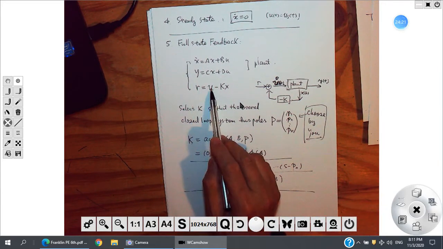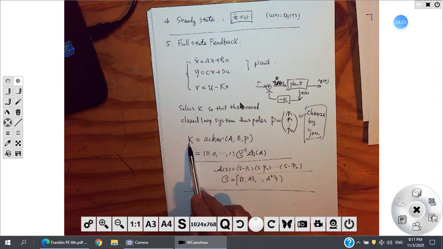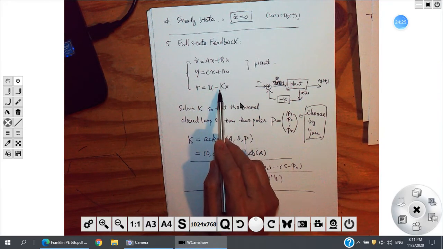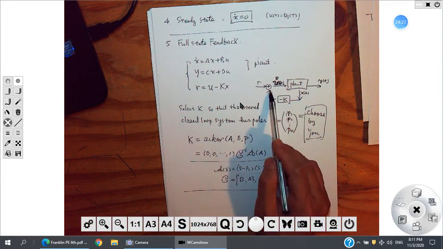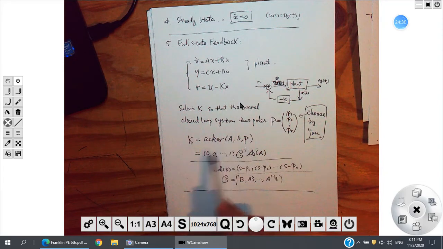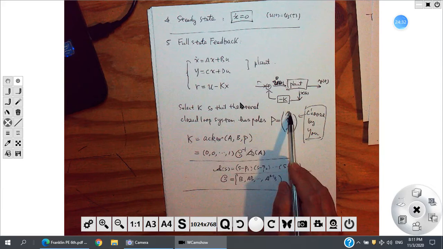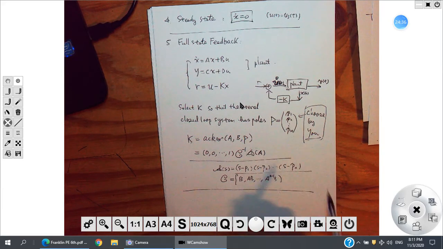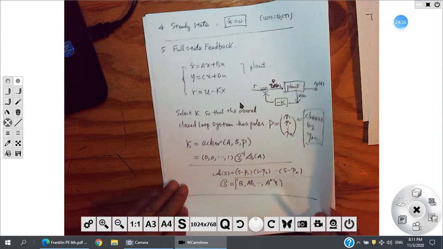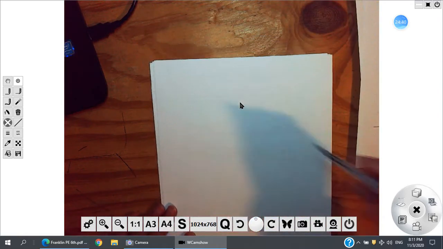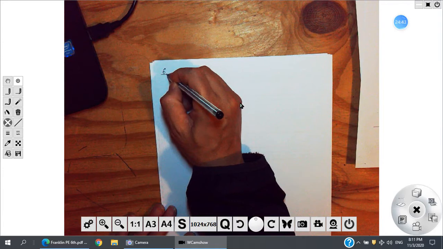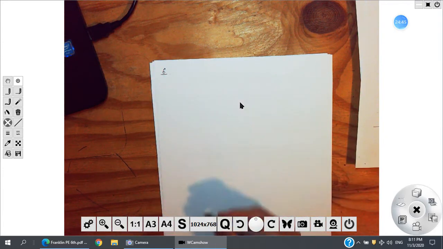What is feedback and how to choose k? Right? What is feedback? This is feedback, right? We use this as feedback. And how to choose k? We can use this formula. You can put the poles to any location, any location. Okay, this is number 5. Then the 6th one. Okay, that is a feedback.